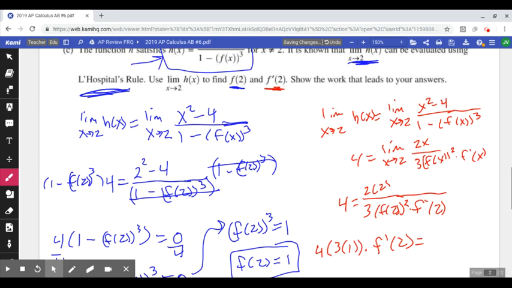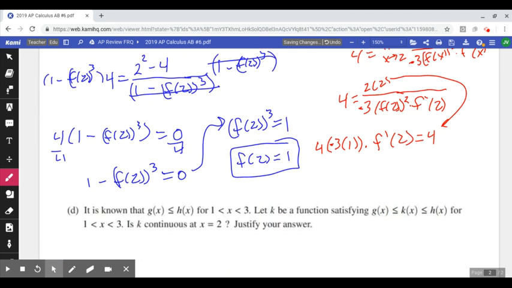And I forgot a negative sign up above. Apologies there. Should be a negative sign right here and right there. And then we've got that is going to be equal to 2 times 2. That's this piece right here, which is 4. And we can see here that the coefficient of f prime at 2 will be -12. So we'll divide each side by -12, and we find f prime at 2 to be -1/3.